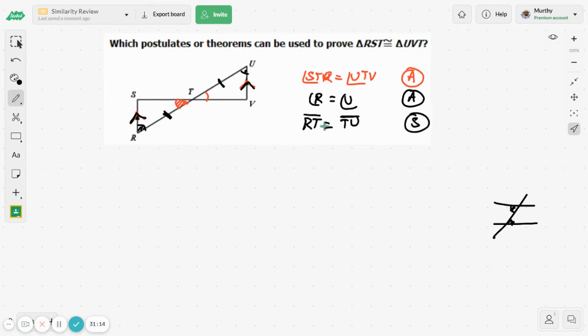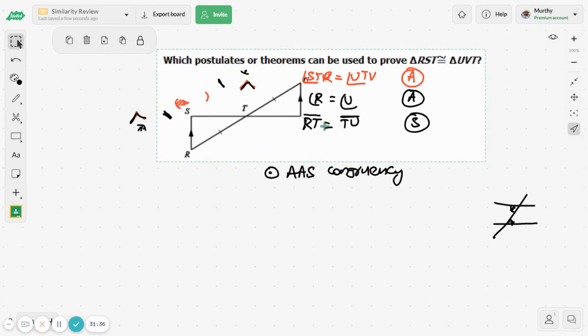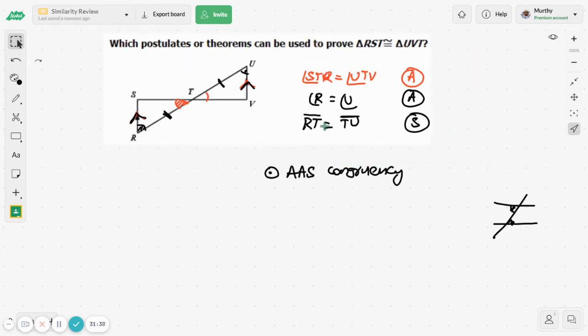You know one thing, when it comes to AAS congruency, is there any other possibility? The answer is yes. My apologies. I have to take this one. I noticed that just now. Oops, I'm sorry.